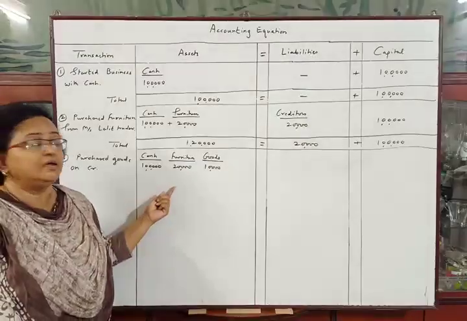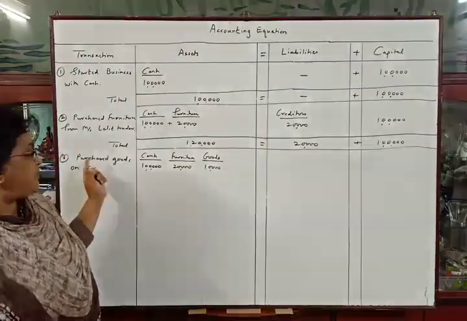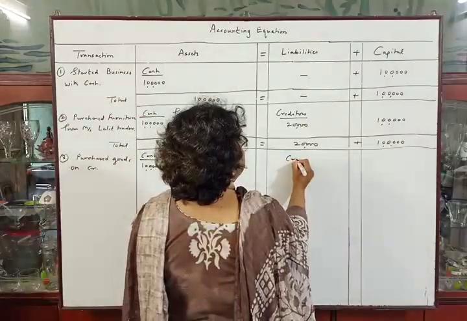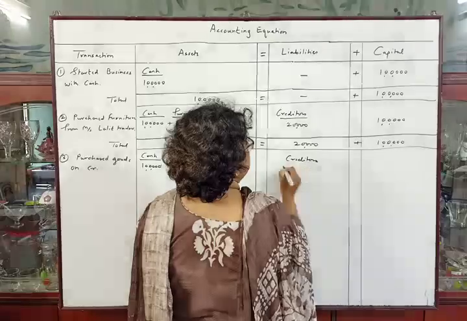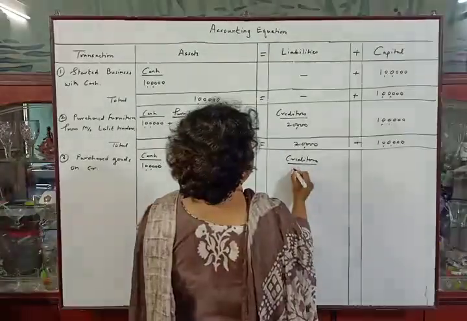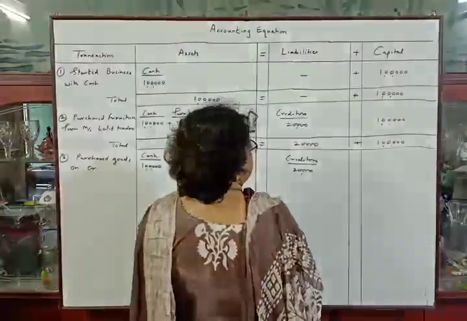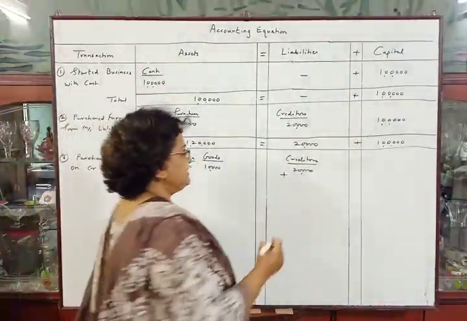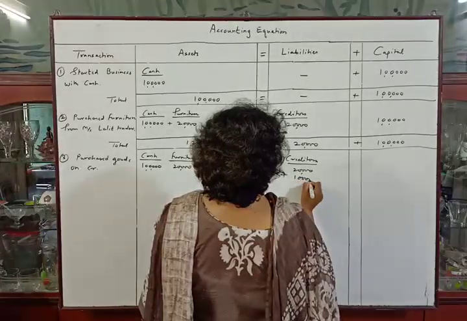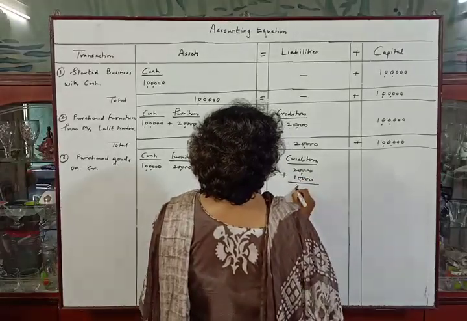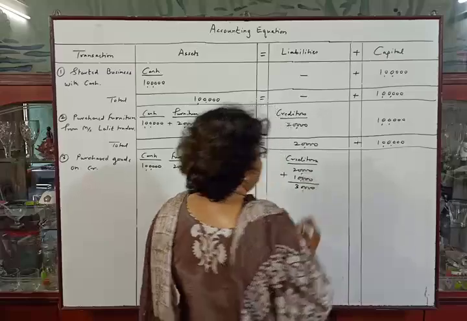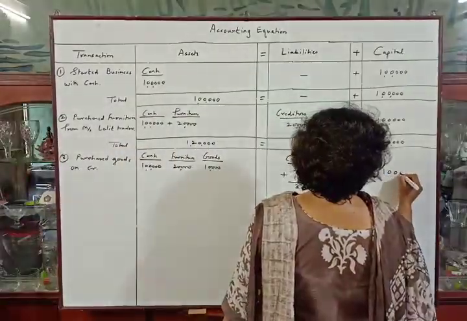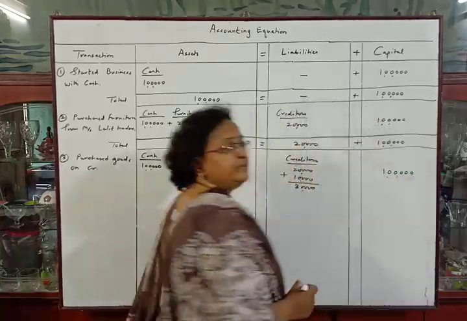Now we have purchased goods on credit from Amit. So our creditors will increase. In last transaction our creditors were rupees 20,000 plus now we are purchasing goods from Amit rupees 10,000. So there will be addition of 10,000. So total creditors will be rupees 30,000 and there will not be any change in capital. So capital will remain as it is, rupees 1 lakh.